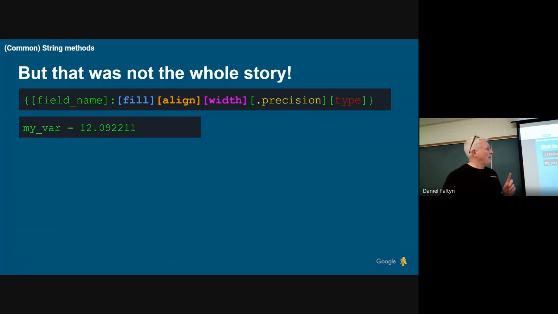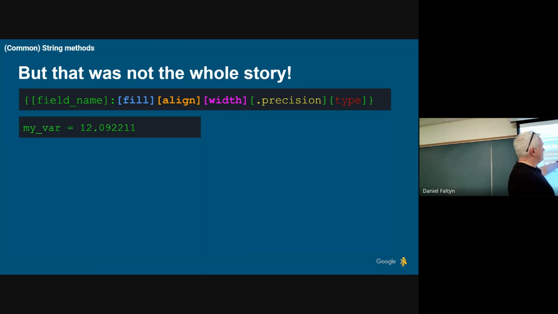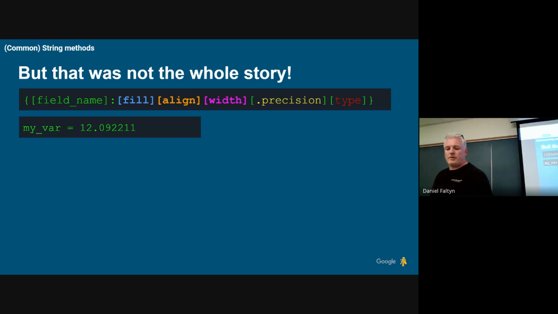So that same structure that we just looked at was just the green bit, the yellow bit, and the red bit. Field name, precision, and type. We kind of didn't tell you the whole story when we were teaching this. There are 3 other optional parts to this: the fill, the align, and the width.